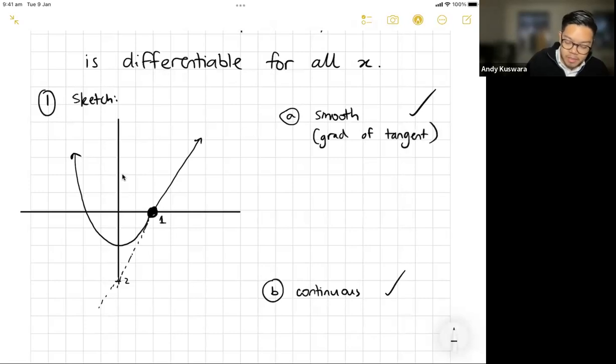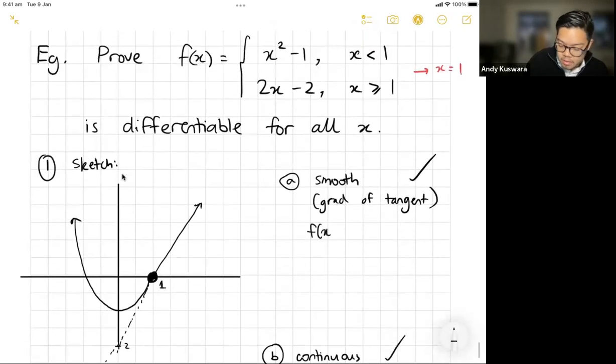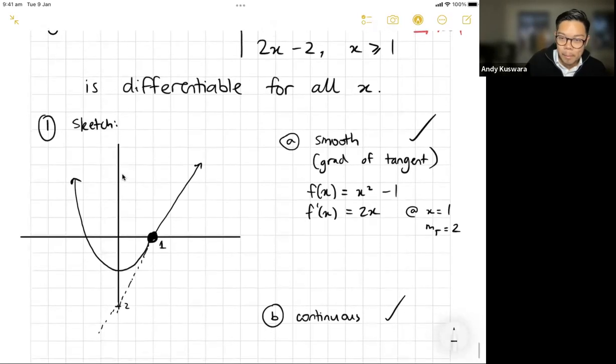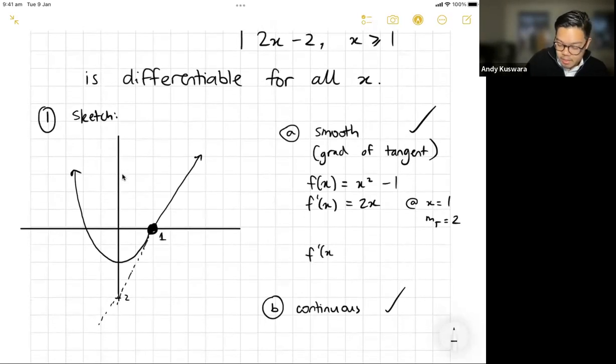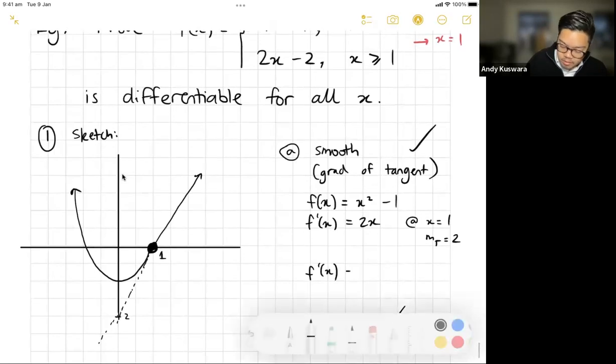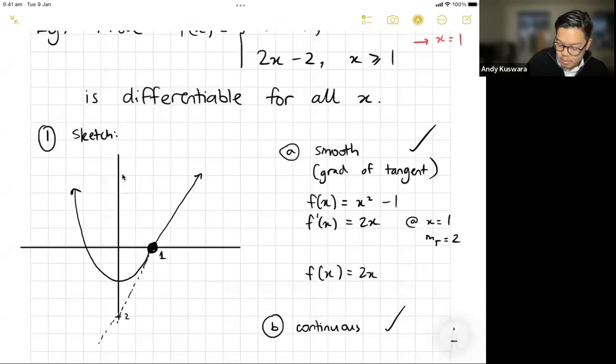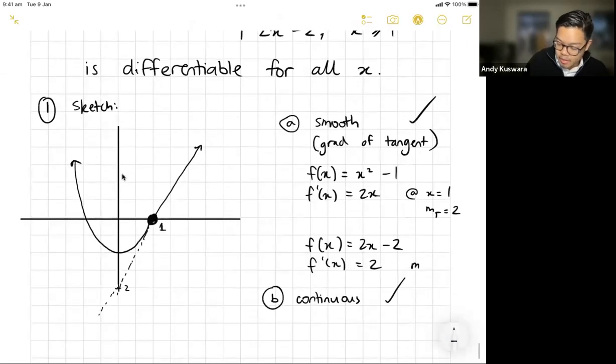Let's look at both of these. I have f(x) equals x squared minus 1, so f'(x) at this point will be 2x. Now at x equals 1, the gradient of my tangent becomes 2 times 1, which is 2. If I'm looking at my other function, f(x) equals 2x minus 2, and if I differentiate this, it gives me 2. So we can see the gradient of my tangent would also be 2. The gradient of the tangent is the same.